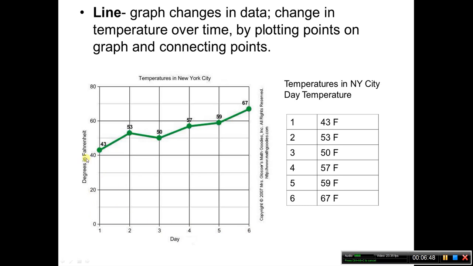Same thing going up the y-axis, right? Each dark line is equal to 20 degrees. We can't start at 0 and then go to 20 and then go to 100 and then go to 120. No, we can't do that. That wouldn't make sense. Our line wouldn't look right. So they have to be the same increment.